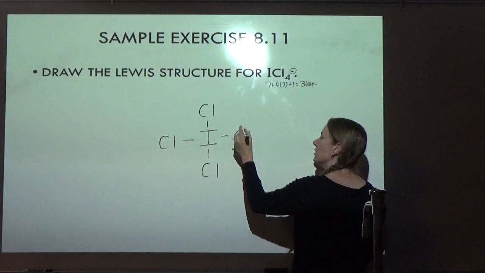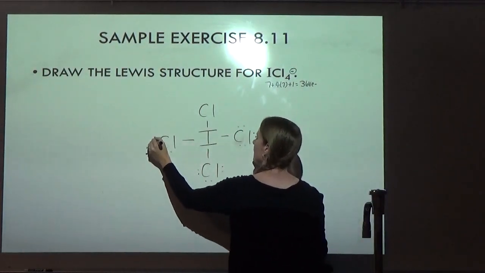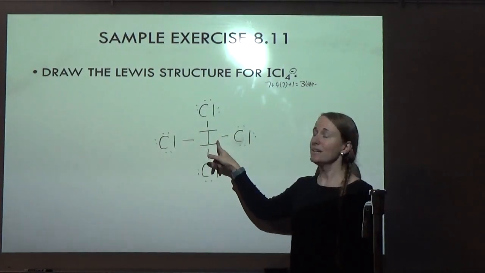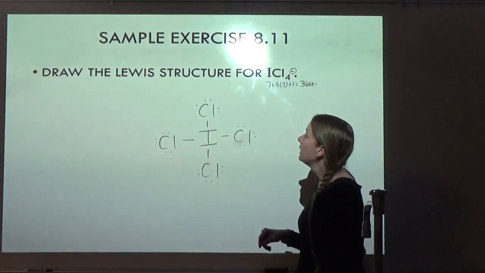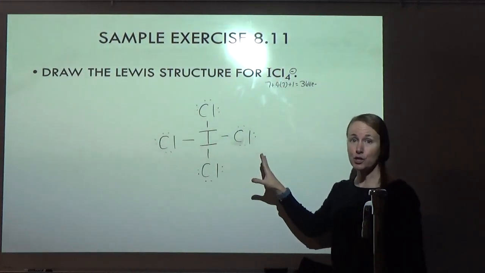All right, so this Cl needs 6 more. This Cl needs 6 more. This Cl needs 6 more. This Cl needs 6 more. I doesn't need anything. 2, 4, 6, 8. But the problem is when I count up, I only have 32.